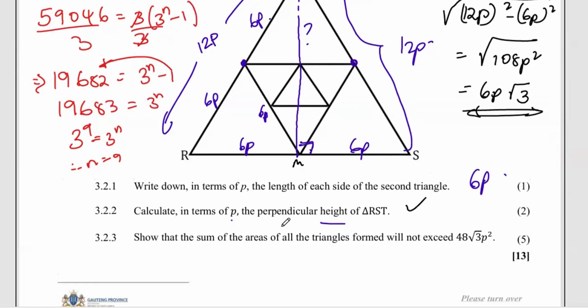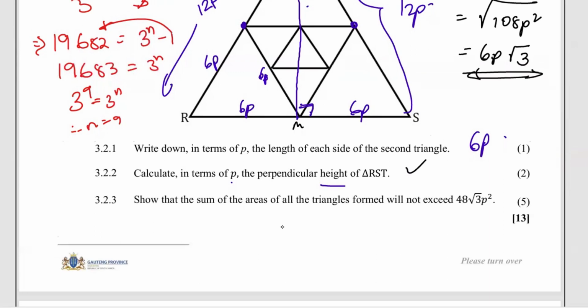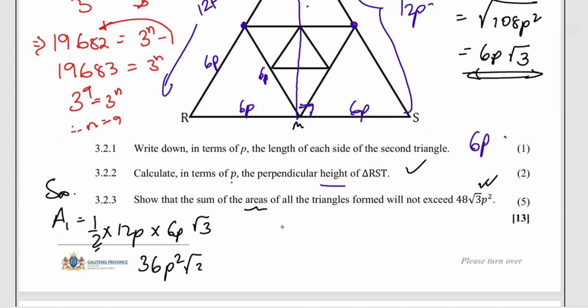Okay, then 3.2.3. Can we show that the sum of the areas of triangles formed will not exceed this much? So the question is asking for the sum to infinity, because this thing is decreasing infinitely. So we need to get the areas. So area number 1 is going to be a half times the base, which is 12p, times the height, which is 6p square root of 3. So this cancels that, meaning that we have 36p squared with the root of 3. This is T1, or area number 1.